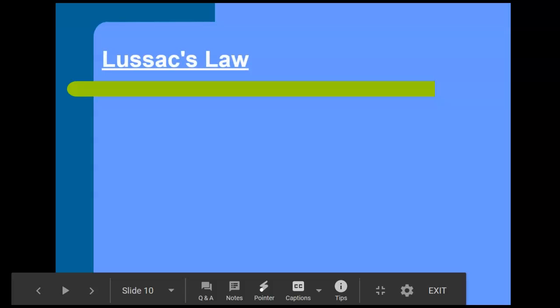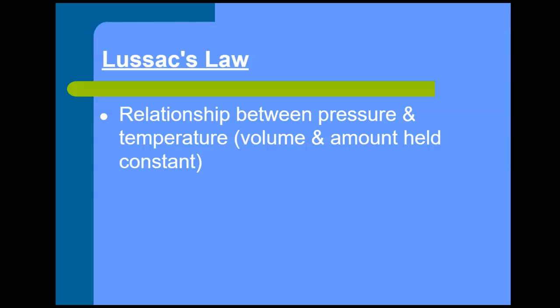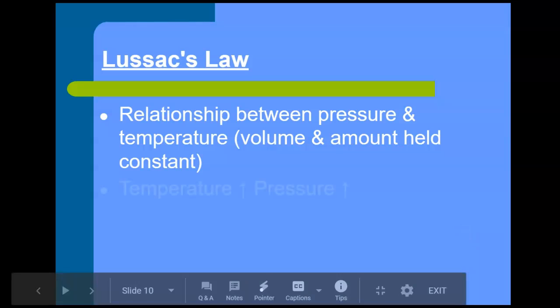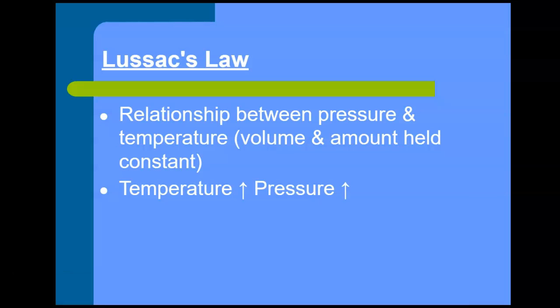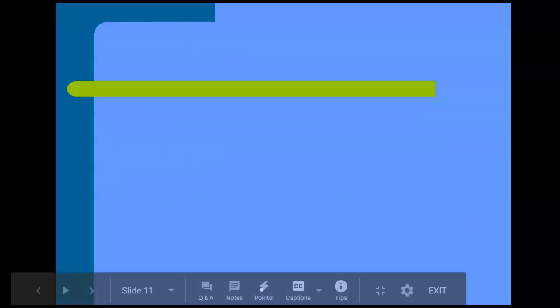All right, our next law is called Gay-Lussac's law, and it is the relationship between pressure and temperature, and this time we will be keeping volume constant. And so in this relationship, temperature and pressure are, as you can see, directly related. When one goes up, the other goes up. Also, when one goes down, the other goes down. In other words, we have a direct relationship.